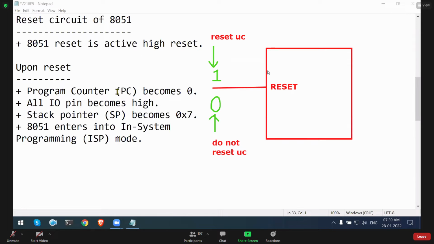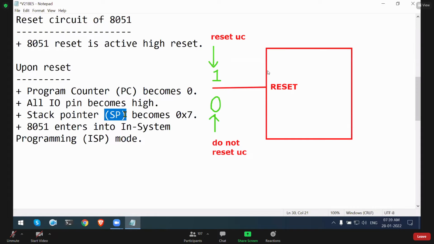Program counter is one of the registers of a microcontroller. This program counter register is available in every microcontroller. The stack pointer register is also available in every microcontroller. After reset, the program counter always becomes 0. This is not only the case of 8051. In every microcontroller, the program counter register becomes 0 after reset.